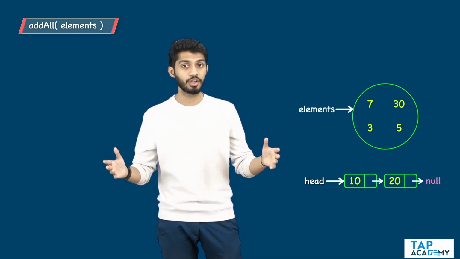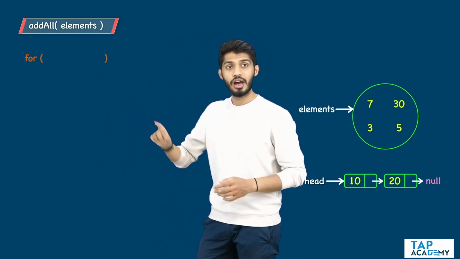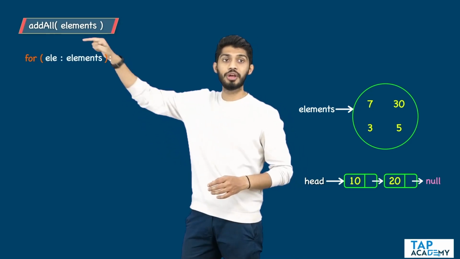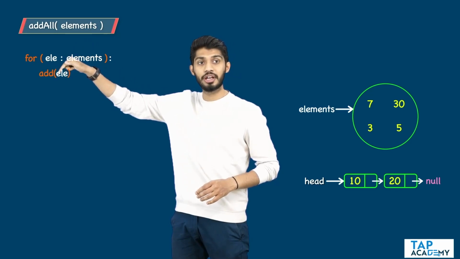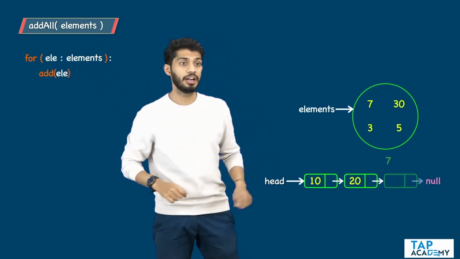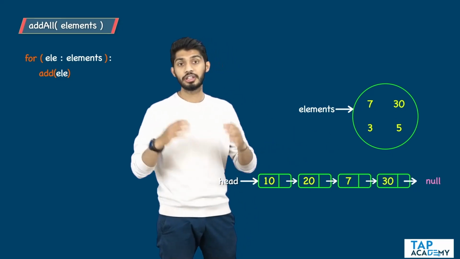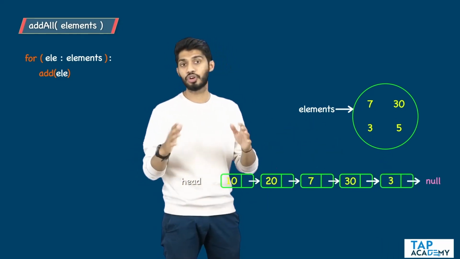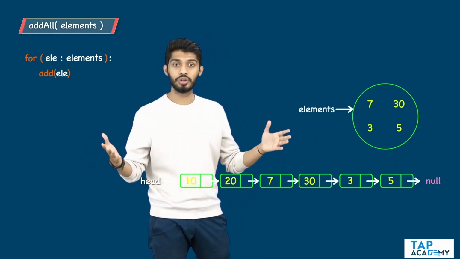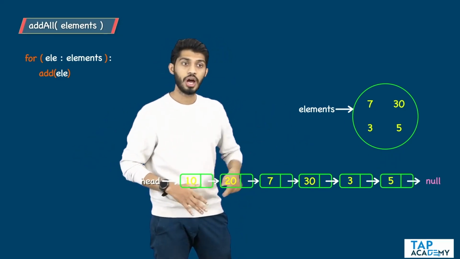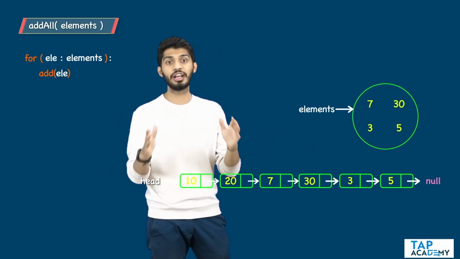So how do I write the code? Code would be very simple. I just have to write one for each loop where elements will be taken and one by one element will be present inside the variable, and every time I need to call the method add. First time when I call the method add, the first element gets added. Second time when I call, the second element gets added. Third time, the third element gets added. Fourth time, the fourth element gets added. So all the elements have got added. So that's all it has to do, and this will be our linked list. So I hope this is completely clear, and this is very simple.